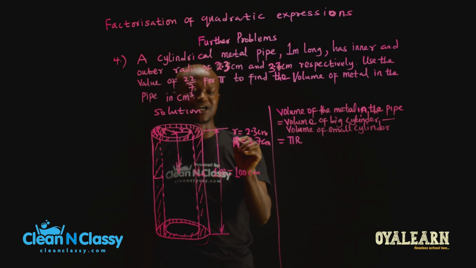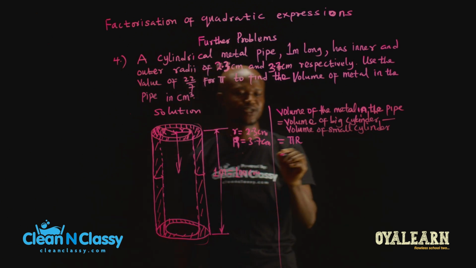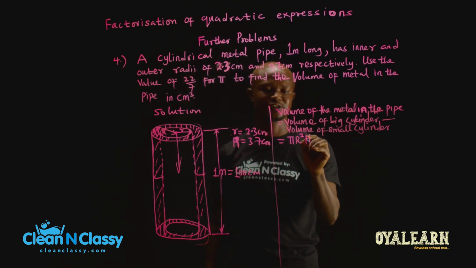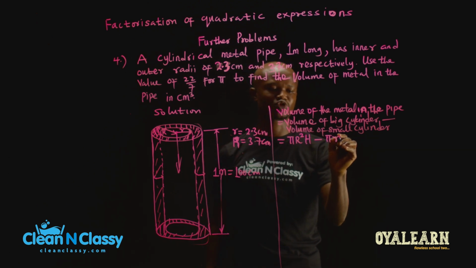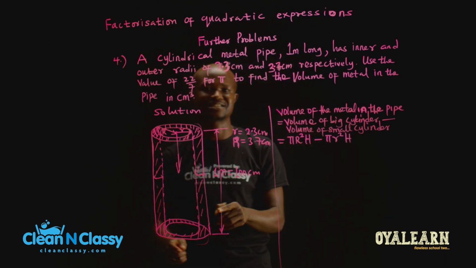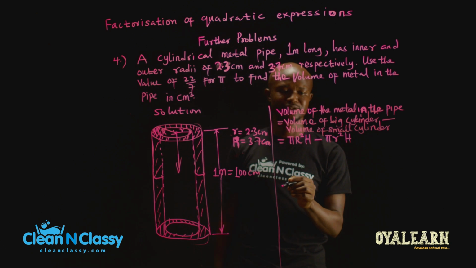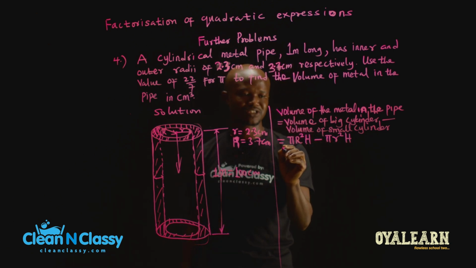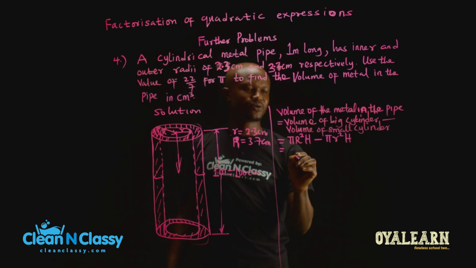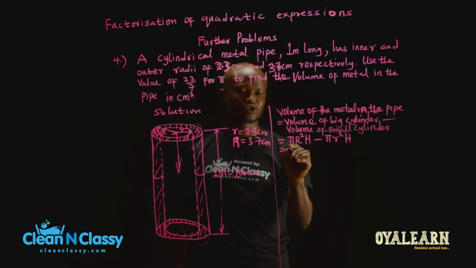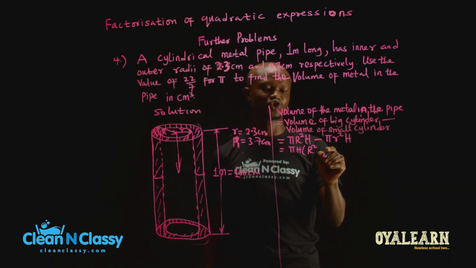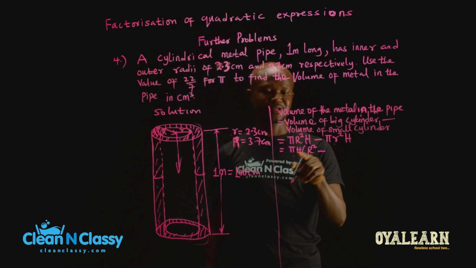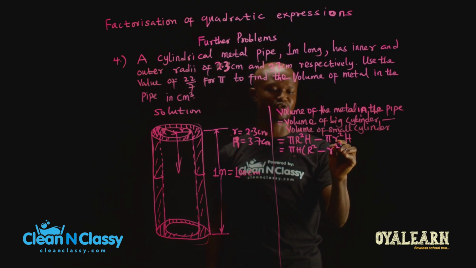We use small r for this; you can't use the same letter. If this is small r, then we use big R. Pi R square h, minus pi r square h. They have the same height, both the smaller one and the bigger one. So we can factorize this: pi h is common. We have pi h times R squared minus small r squared.